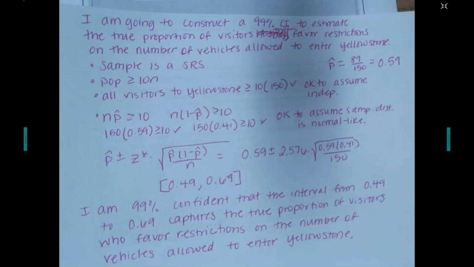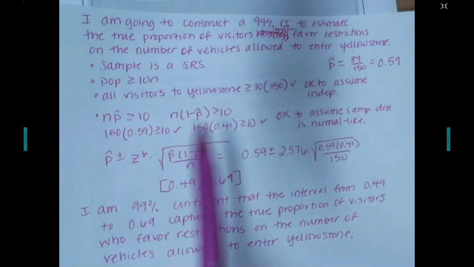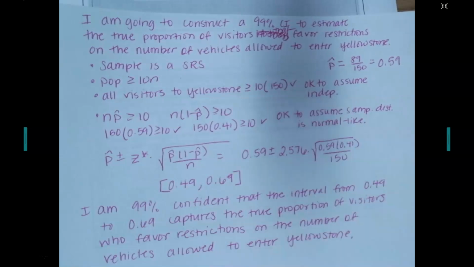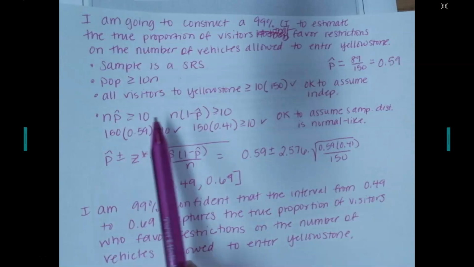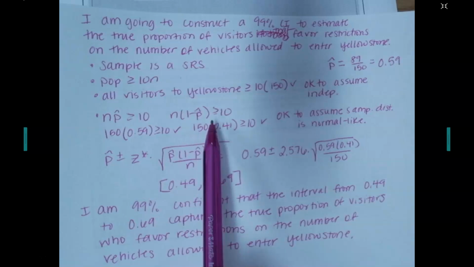All right, then we've got to check our conditions. The sample has to be a simple random sample. We can't take more than 10% of the population, so we show the population, we show that it worked out, and we show why we checked this. So it's okay to assume independence. Then the last condition, n times p hat and n times 1 minus p hat have to be greater than or equal to 10. Now I need p hat first, right?